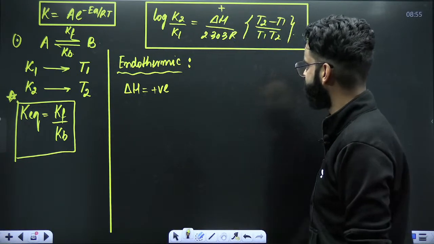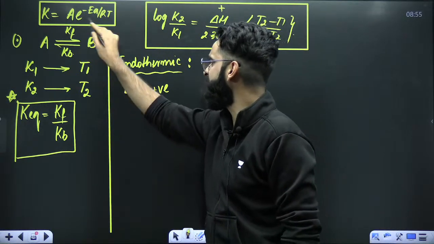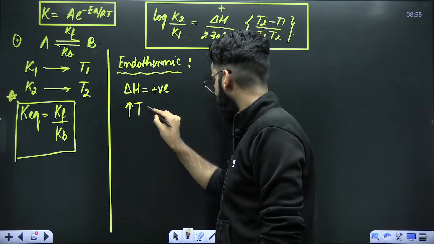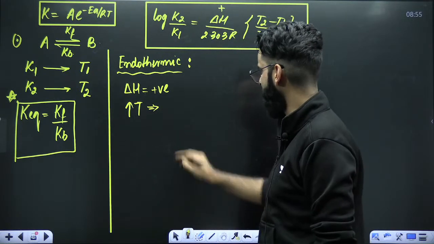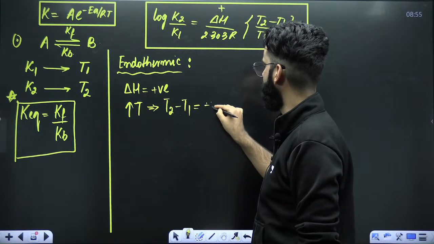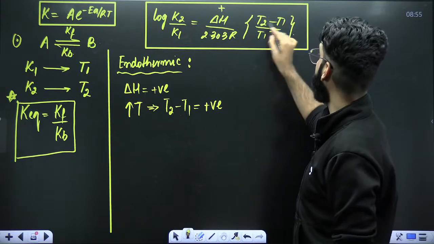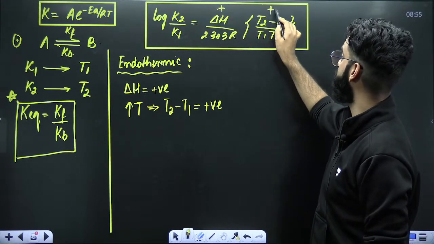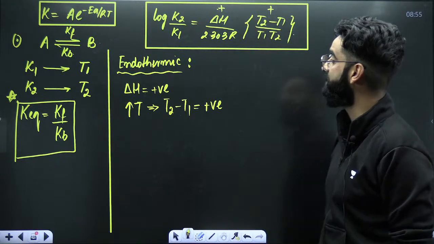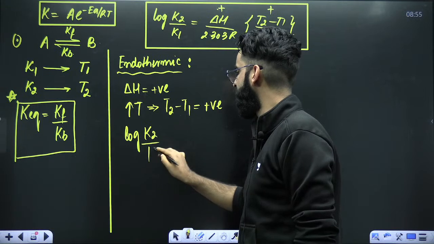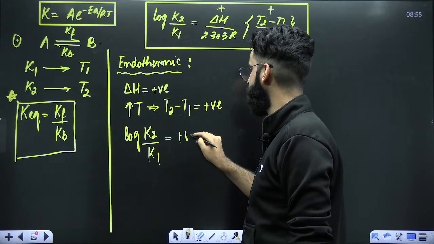I'm assuming that. Okay. Now, for example, you're increasing the temperature of the reaction. If you're increasing the temperature, then T2 minus T1, final temperature minus initial temperature, will come out to be positive. This value was already positive. Now this value is also coming out to be positive. So positive and positive makes it positive. That means log of K2 divided by K1 is coming out to be positive.